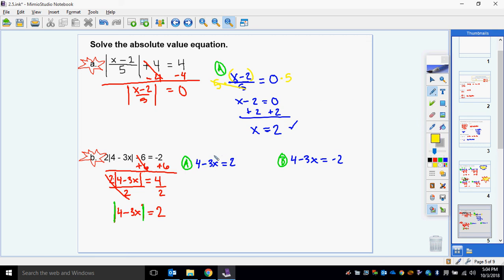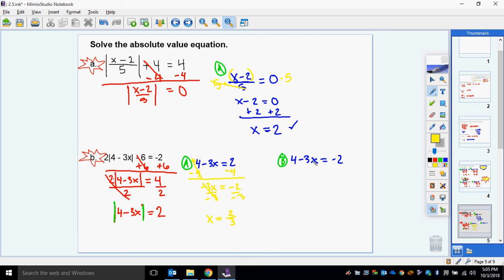Need to get x by itself. Okay, so we always want to undo the addition and subtraction first. Keep in mind this is a positive 4, so we need to subtract 4 in order to undo it. Drop down the negative 3x, and 2 take away 4 is negative 2. Then I'm ready to divide by negative 3, and x equals negative divided by negative is a positive 2/3.